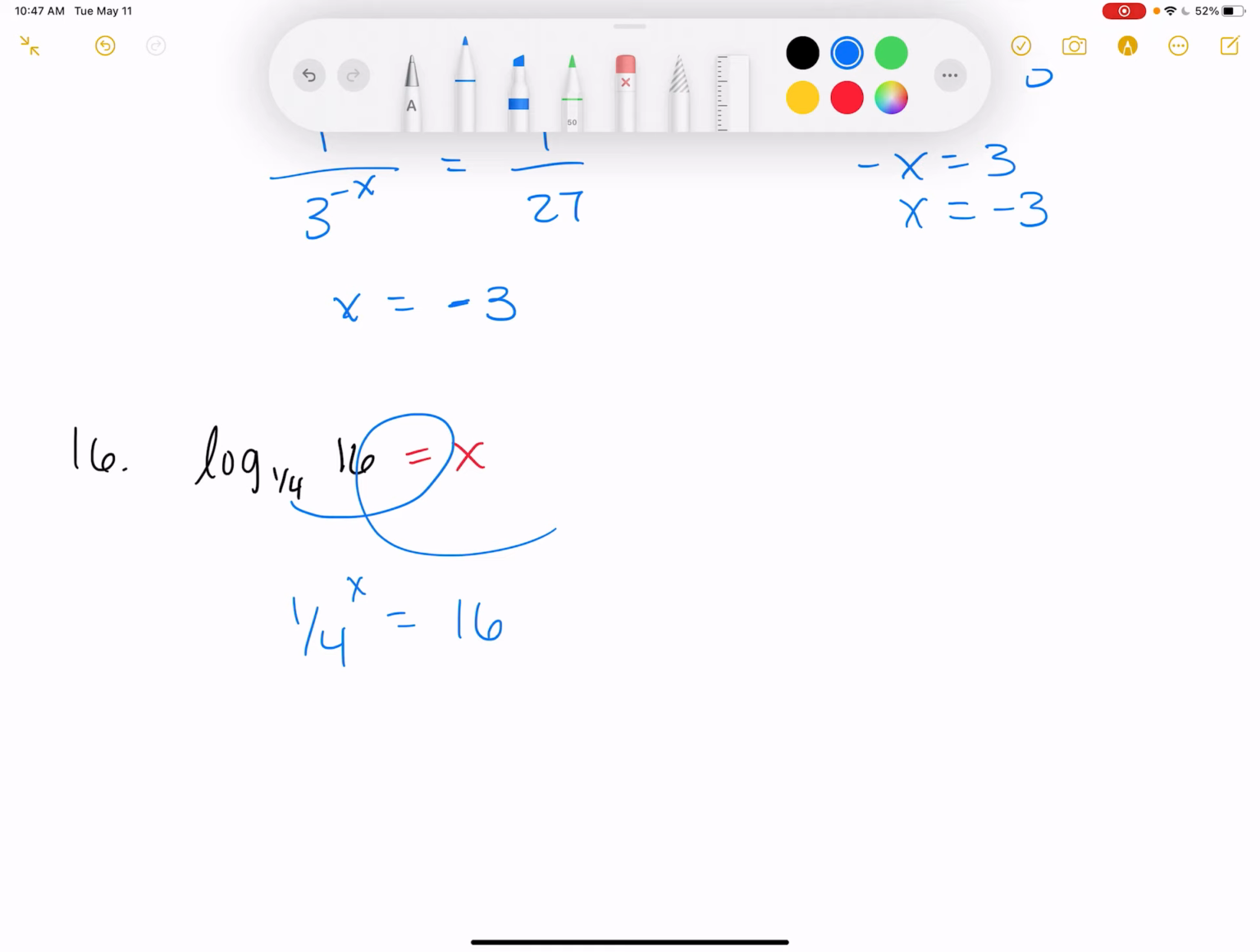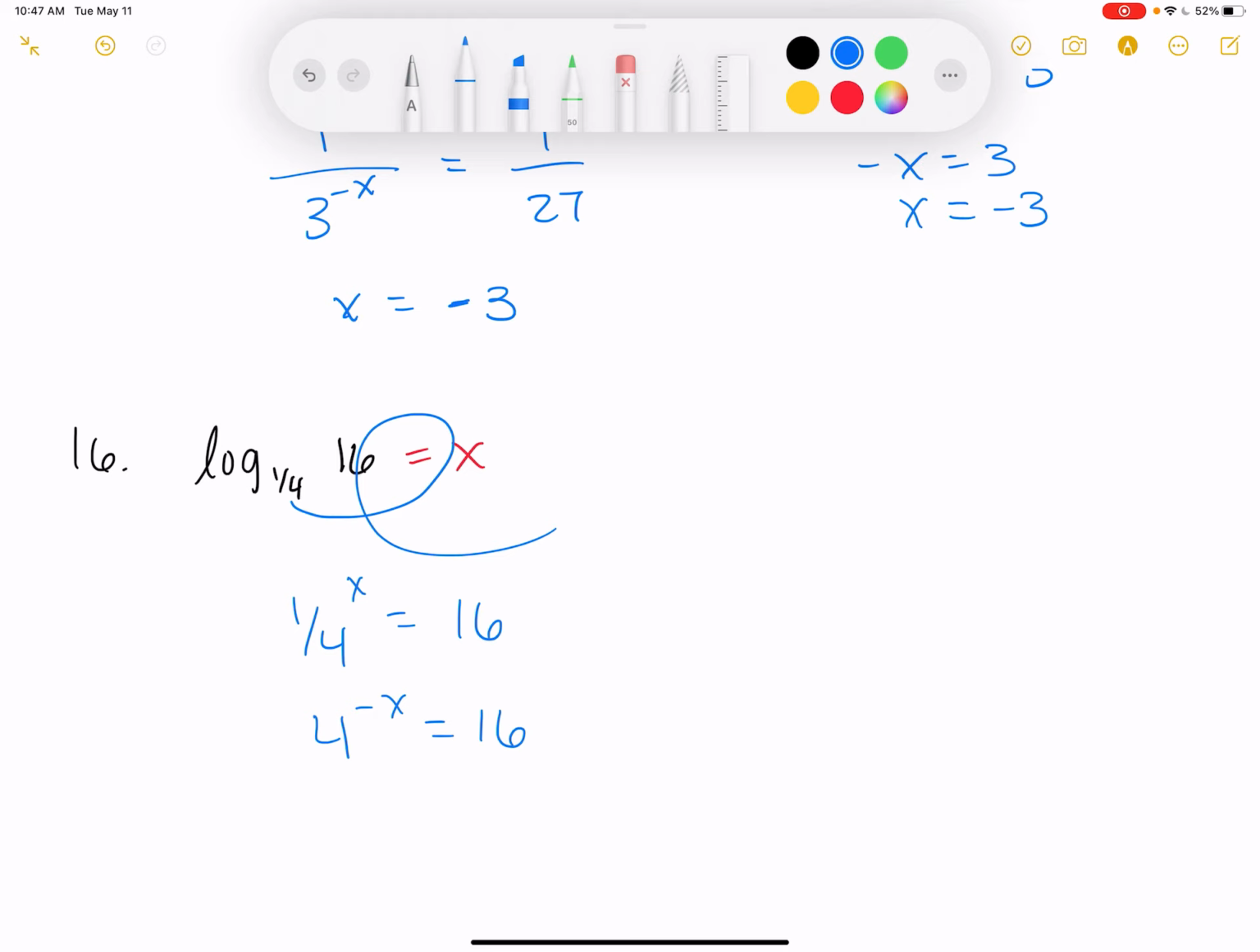All right, so my recommendation here, well, there are two options, is either to rewrite 1/4 in terms of negative exponents, to write it as 4 to the negative x is equal to 16.